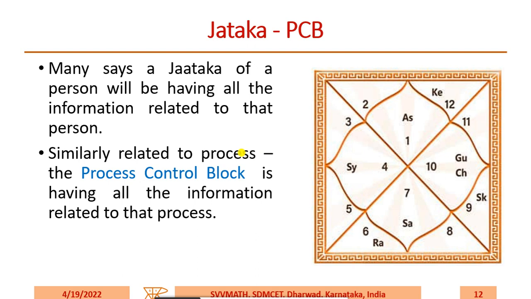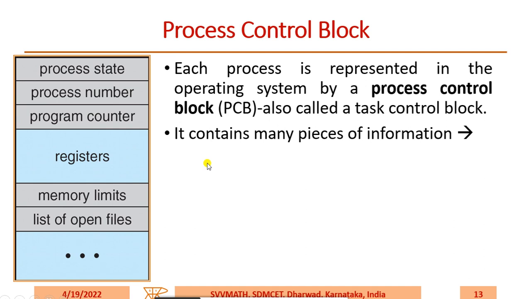Most of you might have heard of the Jataka. Many say the Jataka of a person will have all the information related to that person. Similarly, I can say a Jataka of a process will be there in the process control block. It has all the information related to that particular process. Each process is represented in the operating system by a process control block, in short PCB. It contains many pieces of information.